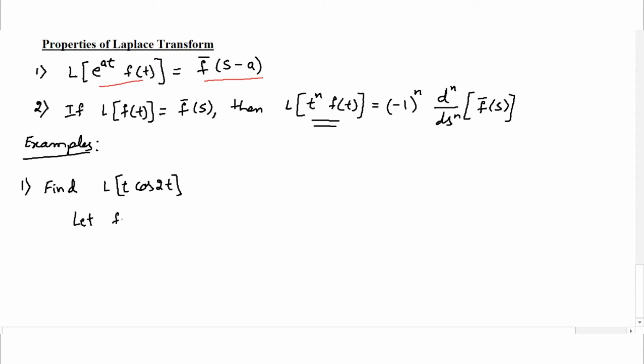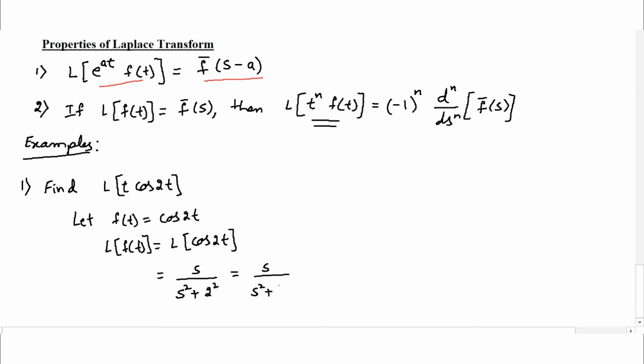So let us take f of t to be equal to, say, cos of 2t. Then find out the Laplace transform of this. Laplace transform of f of t is equal to the Laplace transform of cos of 2t. And we know the Laplace transform of cos at is s by s square plus a square. So here the a value is 2, so 2 square, which is s by s square plus 4. And this is considered as f bar of s, because this L of f of t can be written in the form of f bar of s. So we got f bar of s.